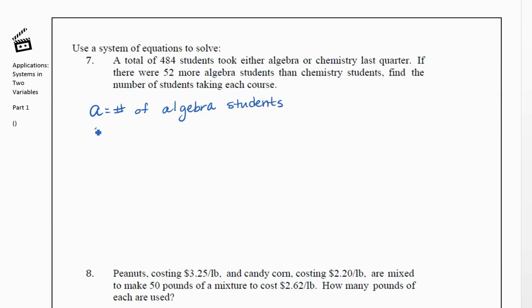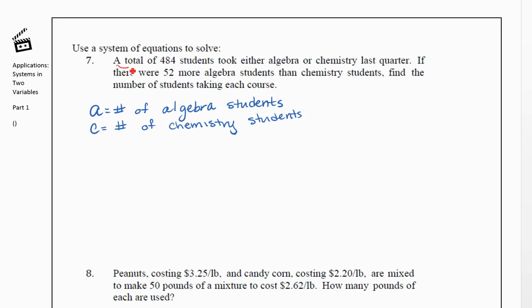And let's let C be the number of chemistry students. Okay, there's no reason you have to use X and Y. You can use variables that make sense for the problem. It'll help you keep track of it. Okay, and then what I recommend is start going through it. Just read one line at a time.